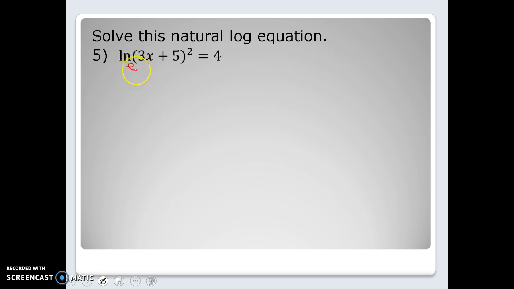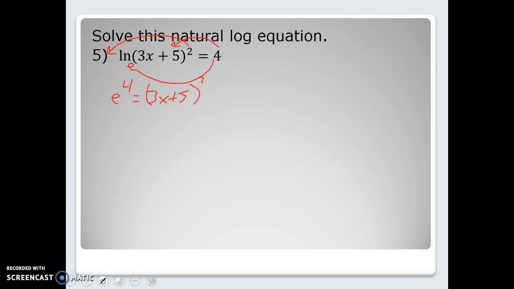Remember, the base here is e. So what I'm going to do is take e to the fourth power equals this whole thing here. I'm going to have e to the fourth power equals (3x plus 5) squared. So I could have also done this by taking this 2 and putting it out in front and dividing both sides by 2 so that I would have e to the second power equals 3x plus 5. But let's go ahead and continue like this.